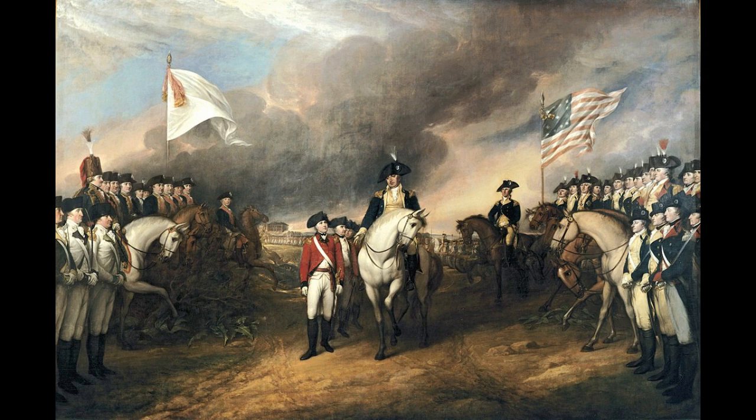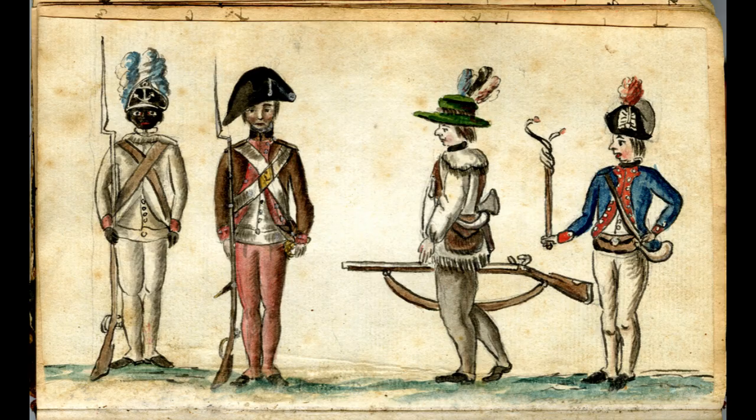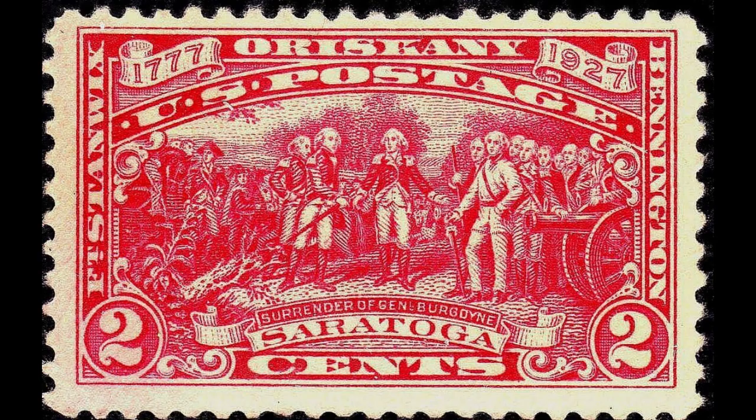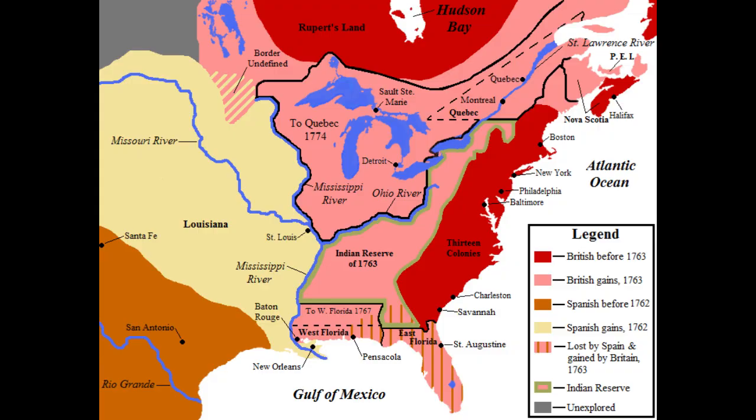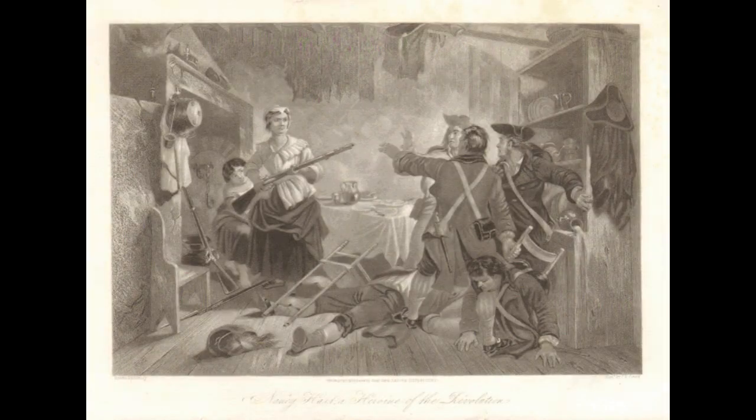Conclusion: the legacy of the Southern Theater. The Southern Theater of the American Revolution was brutal, complex, and ultimately decisive. The fierce resistance of Patriot militias, the leadership of Nathanael Greene, and the final defeat of Cornwallis at Yorktown all played a critical role in securing American independence.